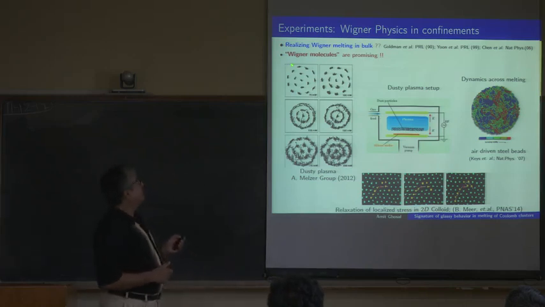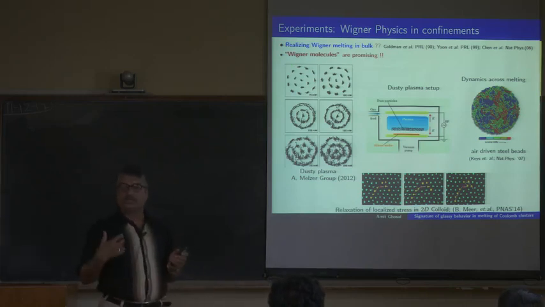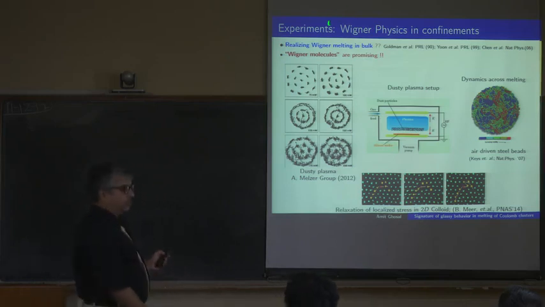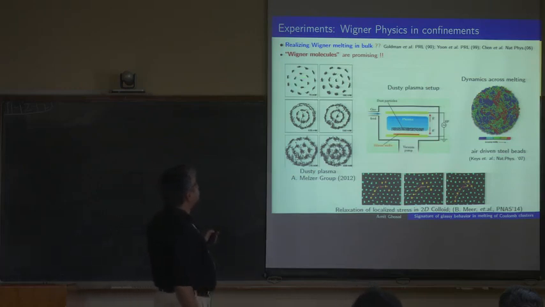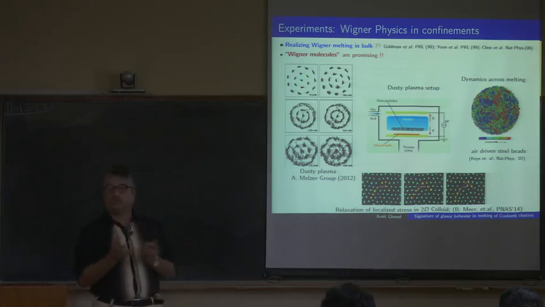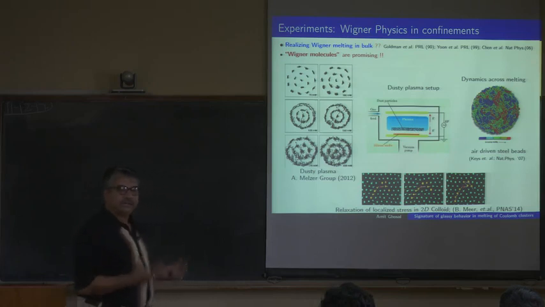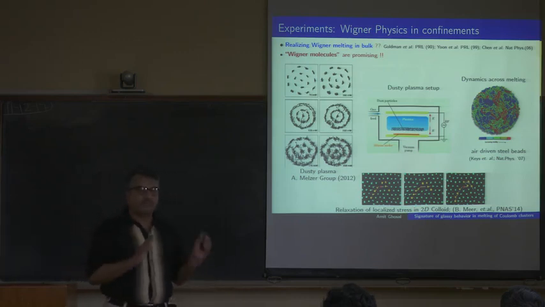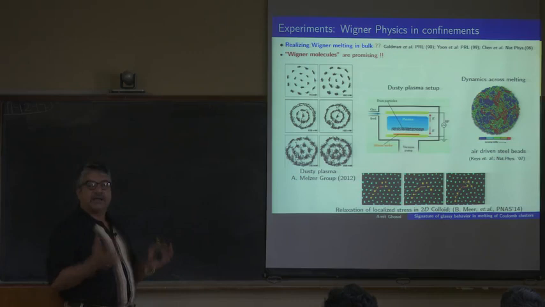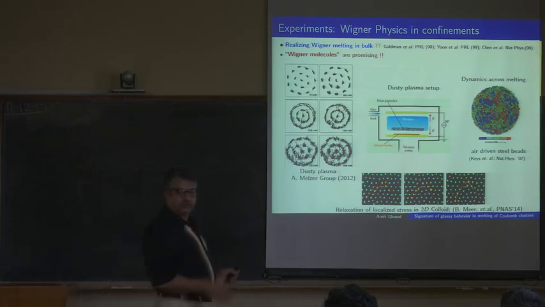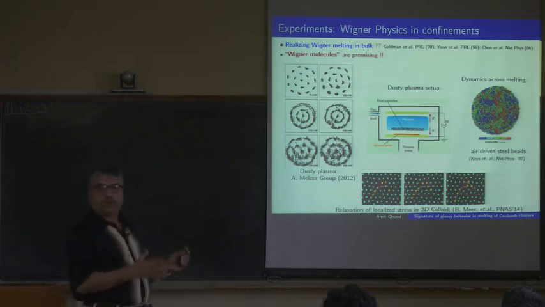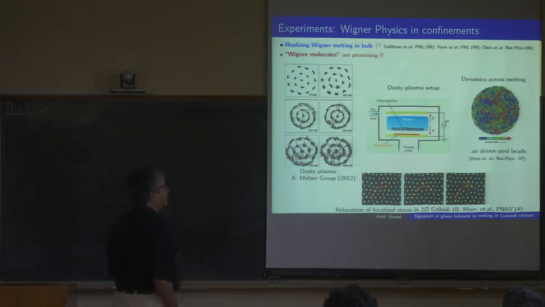Instead, we'll confine ourselves to what are known as Wigner molecules. A Wigner molecule is just the finite size version of a Wigner crystal. So for example, this is what I was telling you. This is a Wigner molecule, if you confine it in a finite size. Of course, in a finite size, you don't really have a crystal, you don't define a phase. But modulo that, we'll talk about melting by understanding it as a finite size crossover and so on. But still, the Coulomb physics will probably show up, and that's what we are going to try to understand.